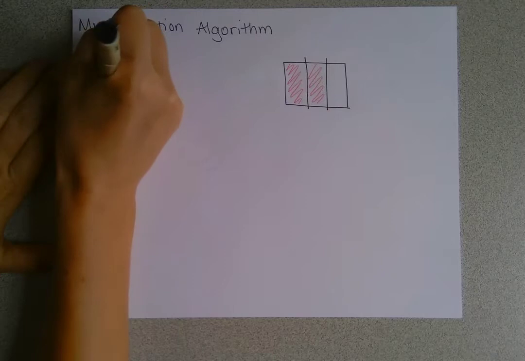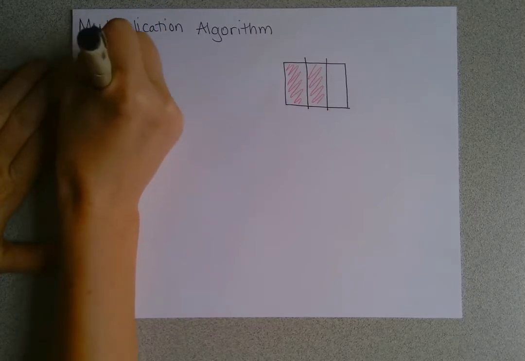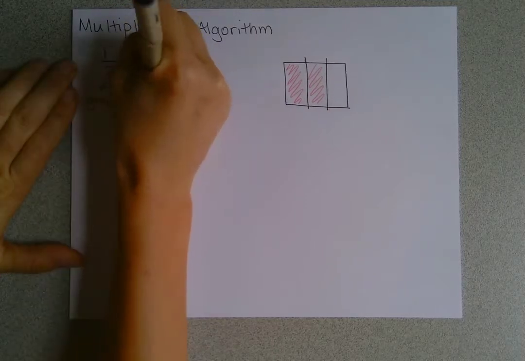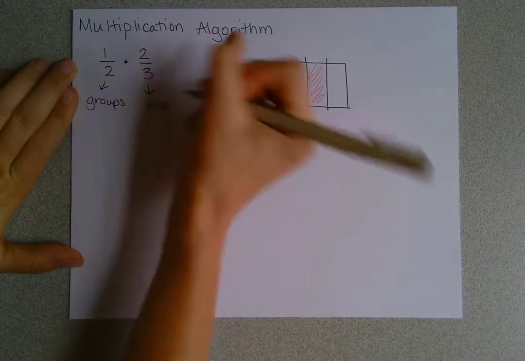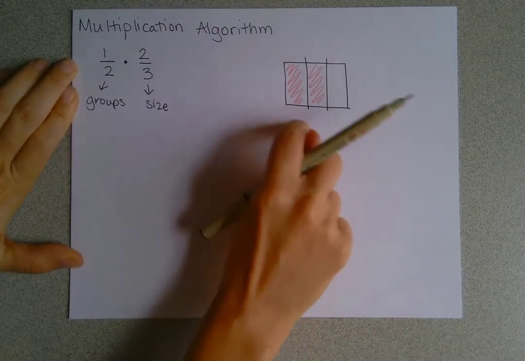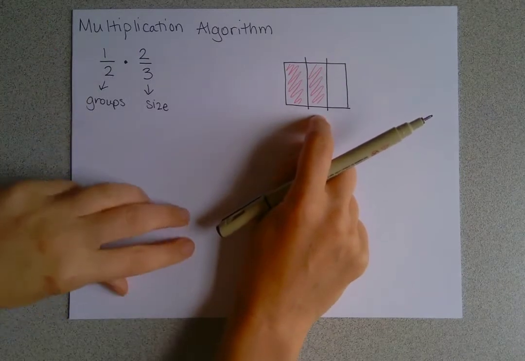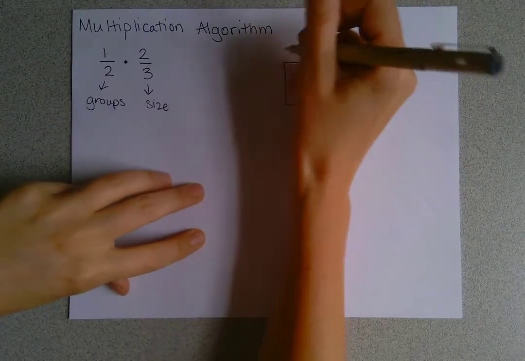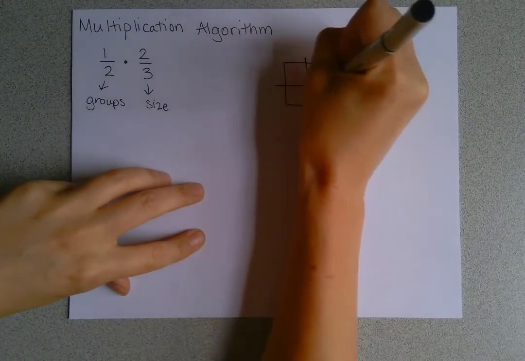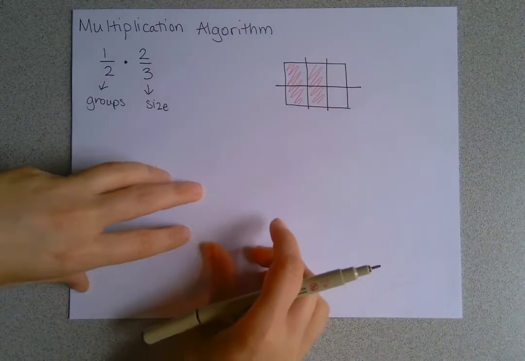So here I have 1/2 times 2/3. So I need half of the groups that have a size of 2/3. So here's 2/3, and I only need half of this group. So what I can do is I can take my 2/3 and I can just slice it right down the middle and cut it in half.